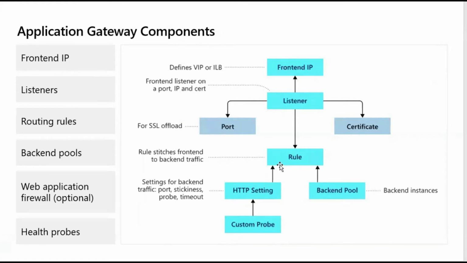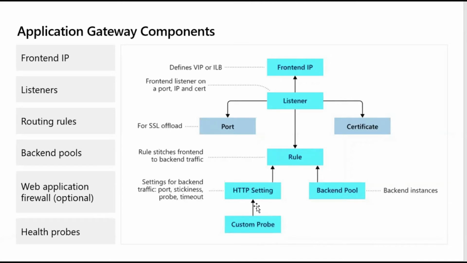After that, rules. In our application gateway, we'll have some rules. A rule stitches front-end to back-end traffic, so it will send the traffic in the right direction. Settings for back-end traffic include port, stickiness, probe, and timeout. So it is HTTP settings, custom probe, back-end pool, back-end instances. It may be sent over there or it may be sent to these sites.